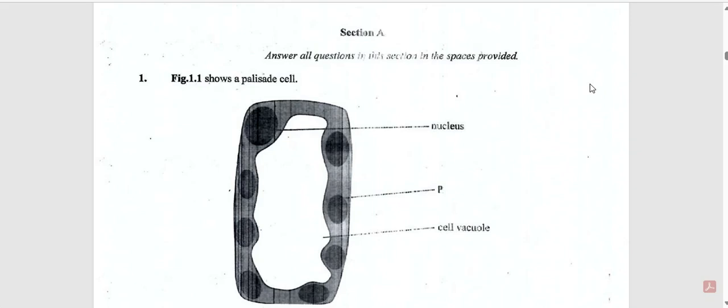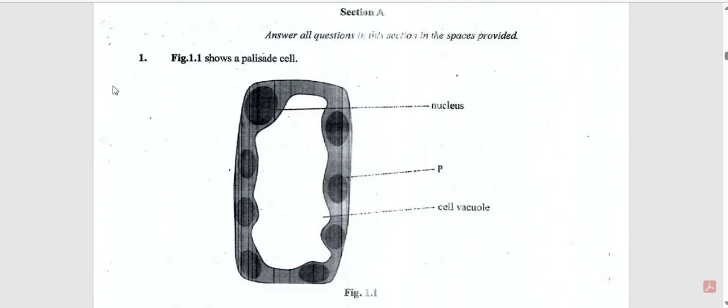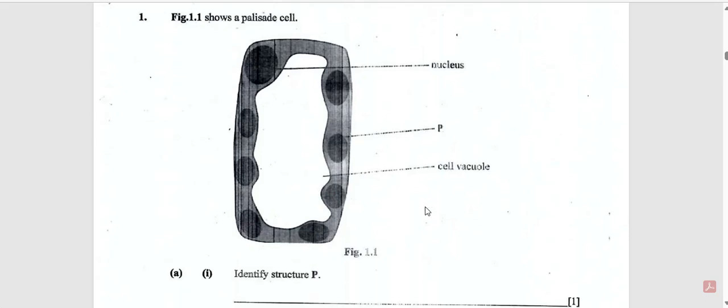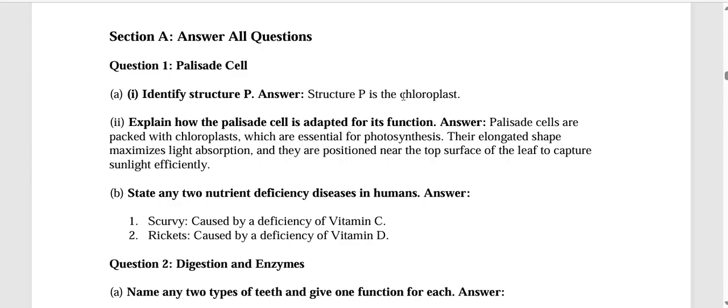So Fig 1.1 shows a palisade cell. Palisade cells in leaves are responsible for carrying out the process of photosynthesis. So that is the structure of the palisade cell shown there. The question here says, what is structure P? The answer is that structure P is the chloroplast.